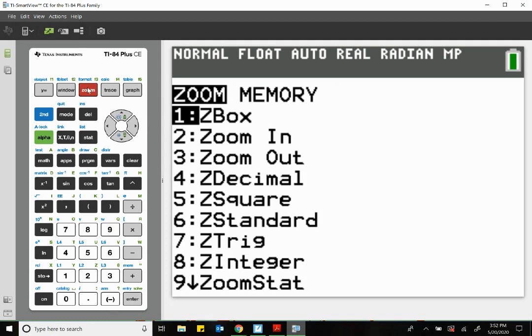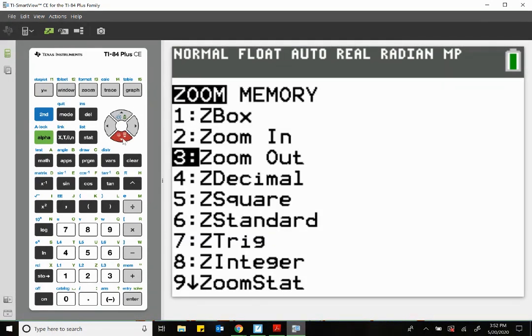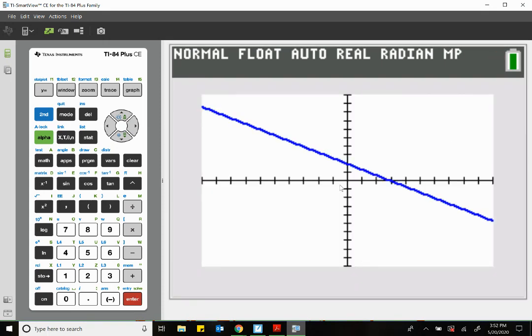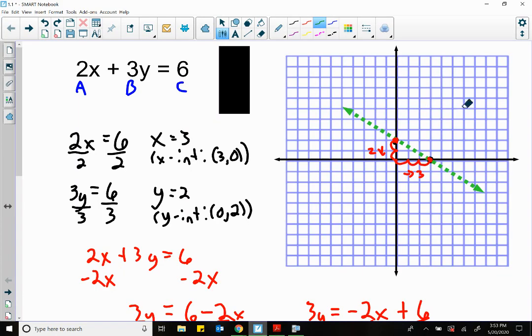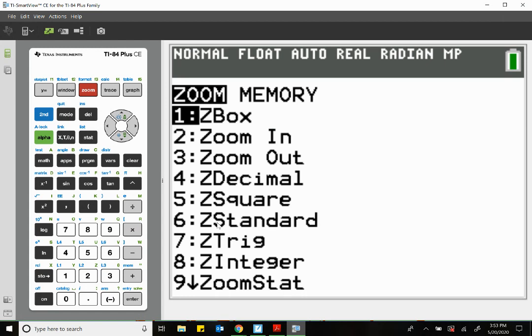Some other general things. If you are borrowing a calculator, after you put the equation in, I would go to Zoom and go down to Zoom Standard. What Zoom Standard does is it puts it in this window frame where it goes from a positive 10 to a negative 10 on both axes, because that's the same kind of graph that I have right here. Again, that's under Zoom Standard. So those are some things that can help you out with graphing.